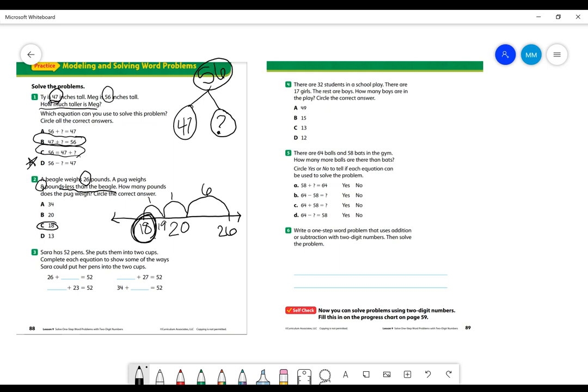All right, we could have also started at 8 and counted up to 26 to find how many pounds our pug weighs. All right, let's look at number 3.